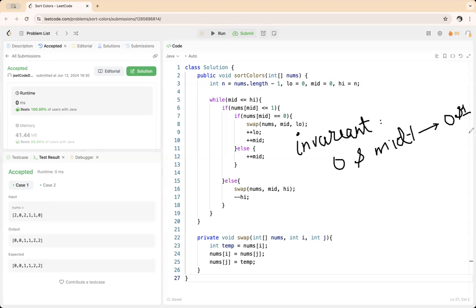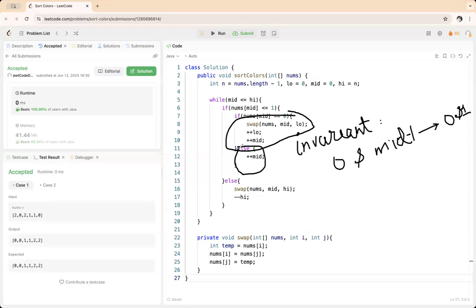So if this is clear to you, you'll be able to go through this problem any point of time. You can easily explain: if nums of mid is equal to 0, then we have to increment low value also, we have to increment mid value also. If nums of mid is equal to 1, as is the case in this else block, then we have to increment only the mid value. So with this understanding, I hope things are very, very clear to one and all.